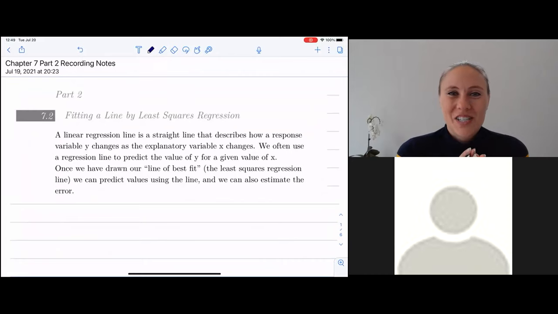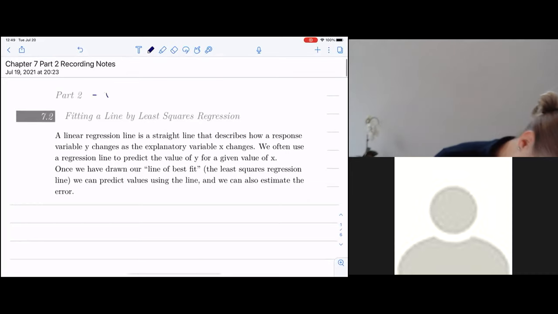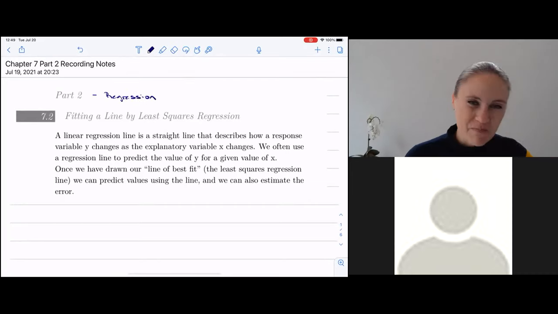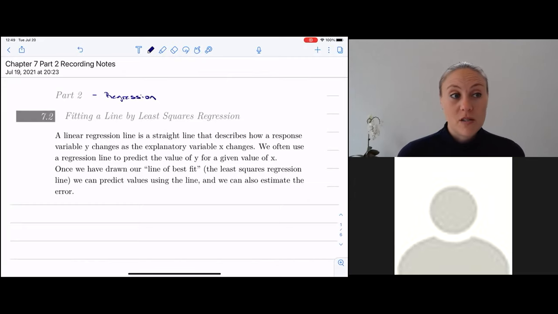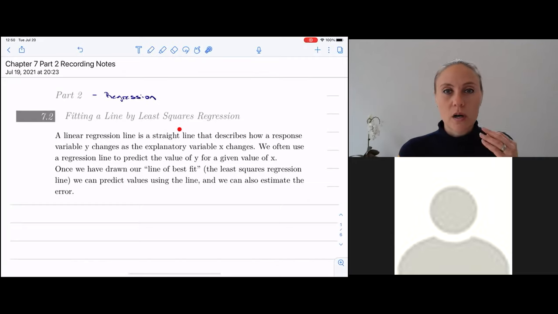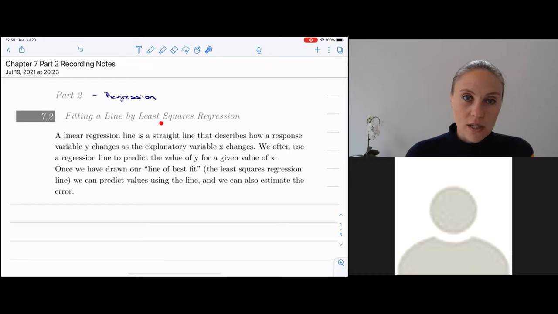Okay, so chapter seven, part two. Part two is where we're actually gonna start to fit the line of best fit. And of course, this is part two of regression. Remember, regression is just a fancy term for line of best fit, right? And in fact, we're going to be fitting a line by least squares regression. There are many types of regression that we could fit, but for linear regression, least squares is the one that's the most common. So that's the only one that we really truly use. We'll talk about some other options and why we landed on the least squares regression line, but we have to cover a little bit of ground before then.